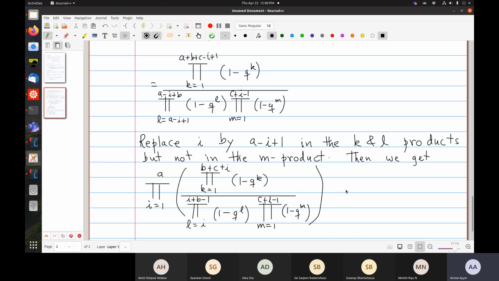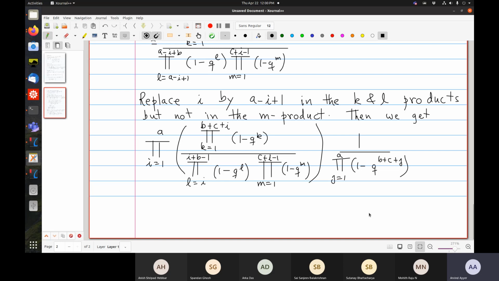And remember, I still have that product over j, j going from 1 to a, 1 minus q to the b plus c plus j. Okay, so now let us see what is going on.